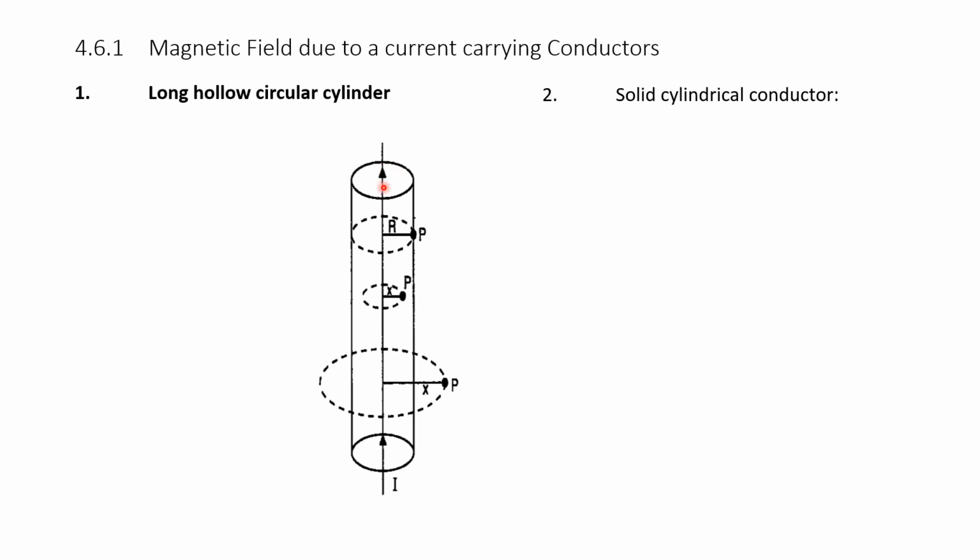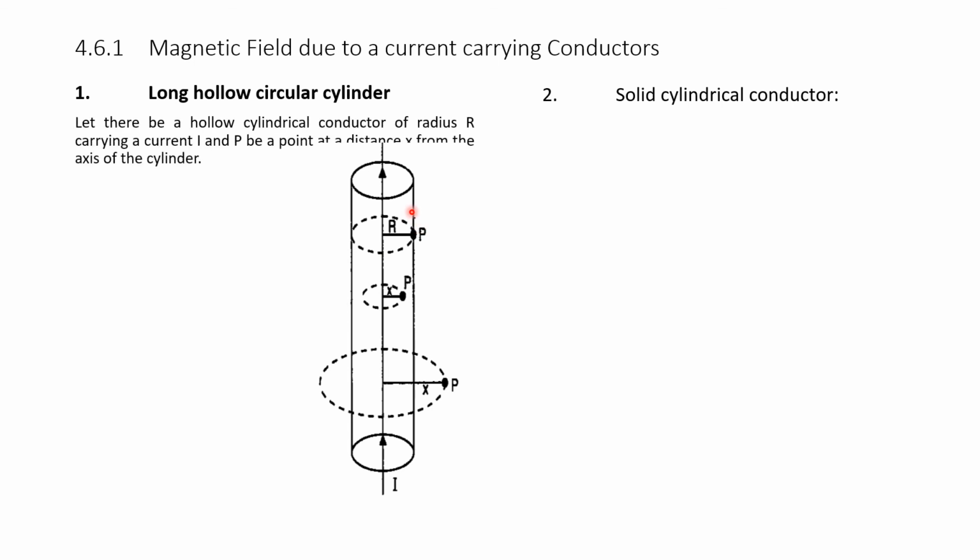So in the first case, we will take a long hollow cylinder and find the magnetic field due to the current carrying conductor. Let there be a hollow cylindrical conductor of radius r carrying a current I, and P be a point of radius r. See here, P is a point at radius r, on the surface of the hollow conductor.